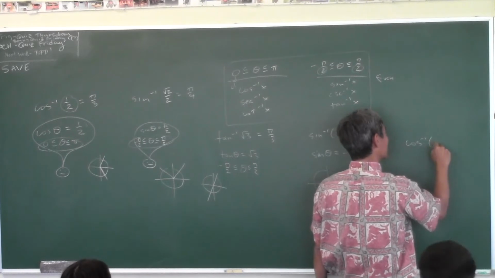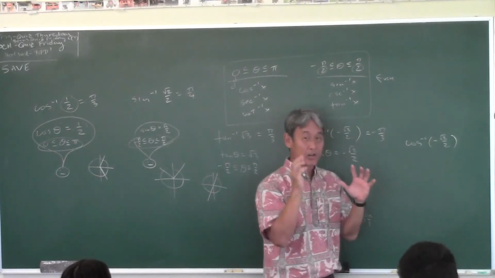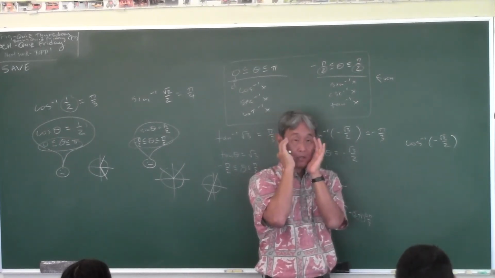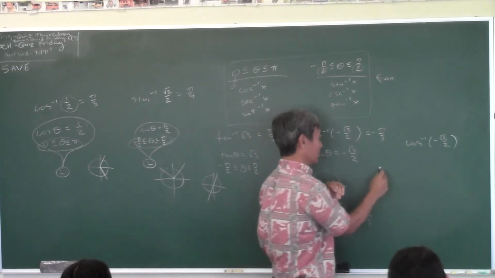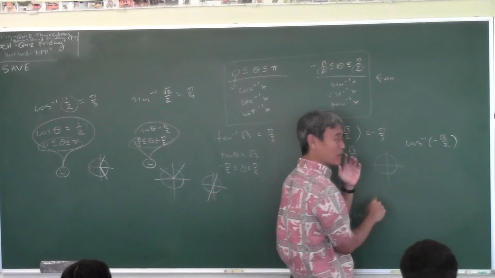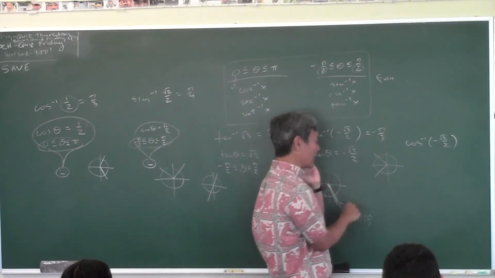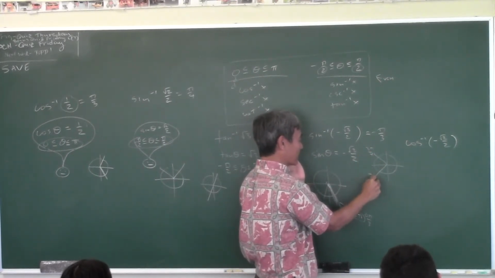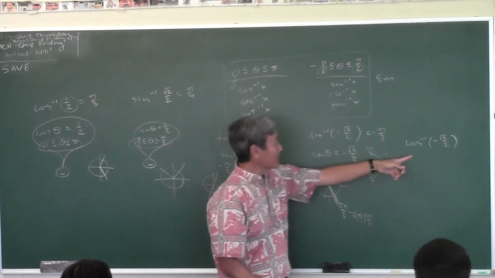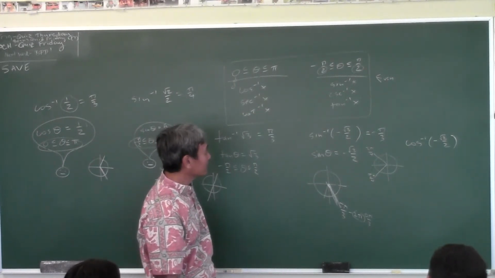Cosine inverse negative root 2 over 2. Okay, now let's try to do this without writing anything down. Cosine of what angle is negative root 2 over 2? What are you thinking? I guess we gotta write something down. Where would cosine be negative root 2 over 2? Either there or there, right? So this one is 3 pi over 4, and that one is 5 pi over 4. But the answer has to be in this range right here. So which one is the answer?